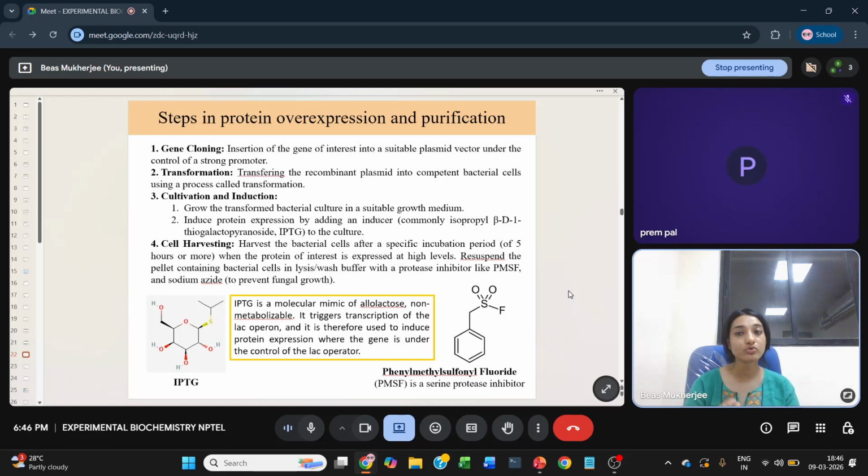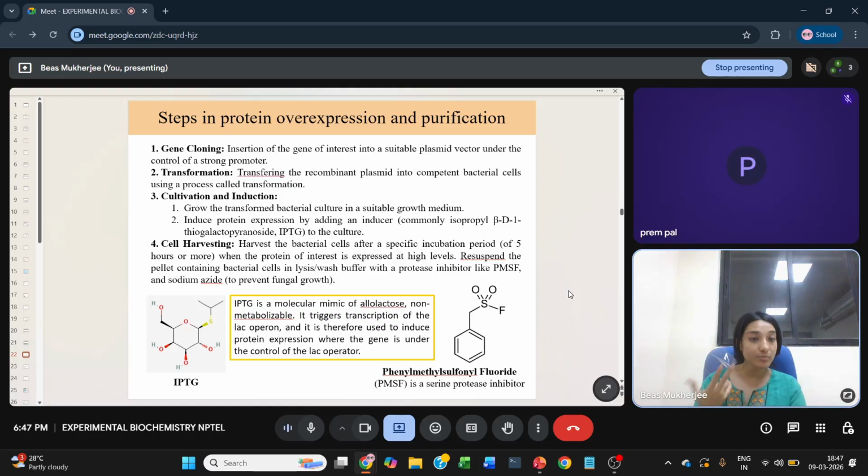Cultivation and growth. So growth of the transformed bacterial culture in a suitable growth media, often LB or Luria Bertani broth. Induce protein expression by adding an inducer. This inducer is normally isopropyl beta D1 thiogalactopyranoside or IPTG. So what is this IPTG? IPTG is actually a molecular mimic of allolactose.